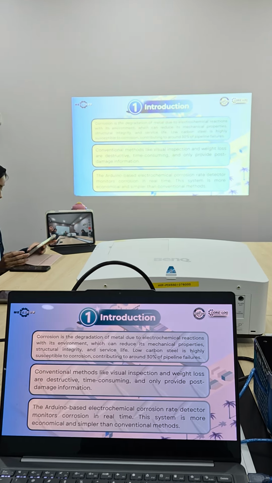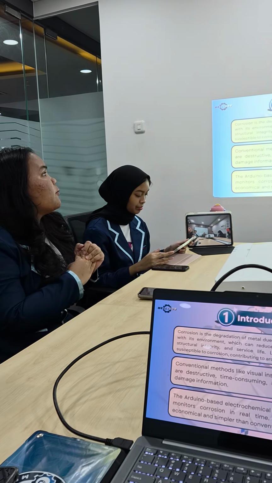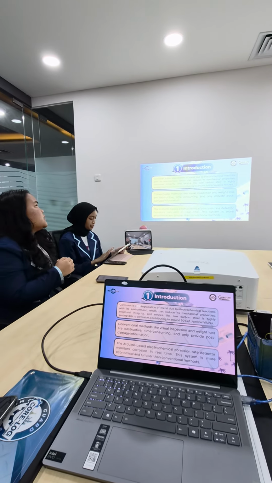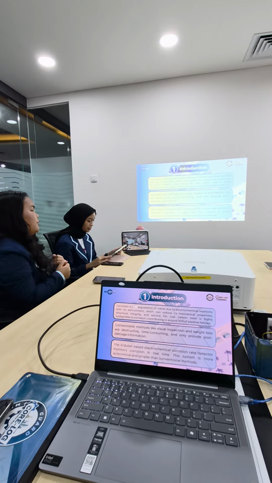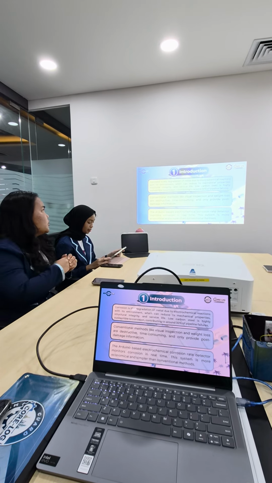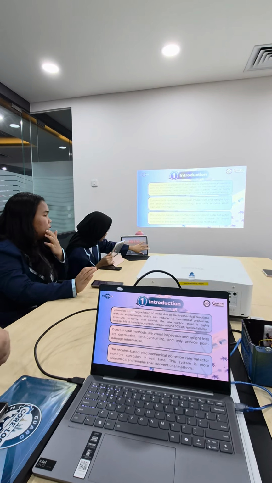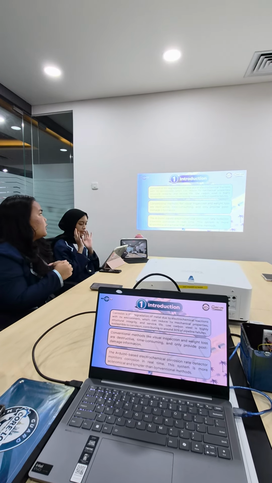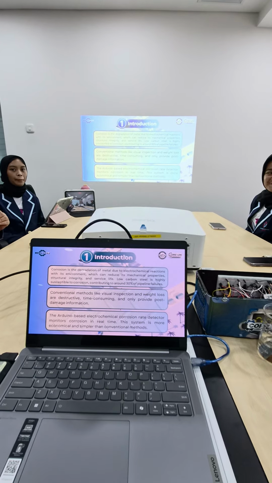So the introduction of this research is: corrosion is the degradation of metal due to electrochemical reaction with its environment, which can reduce mechanical properties, structural integrity, and surface life. Low carbon steel is highly susceptible to corrosion, contributing to around 30% of beton failures. Conventional methods like visual inspection and weight loss are destructive, time-consuming, and only provide post-damage information.